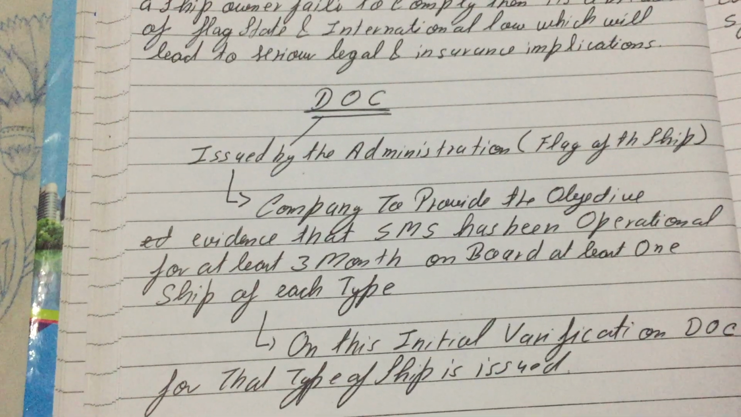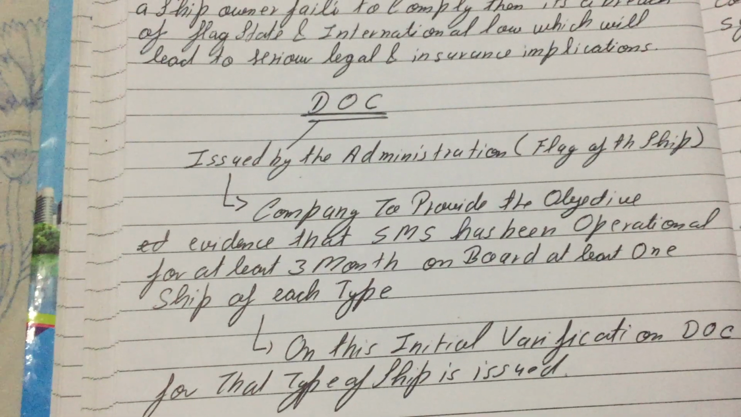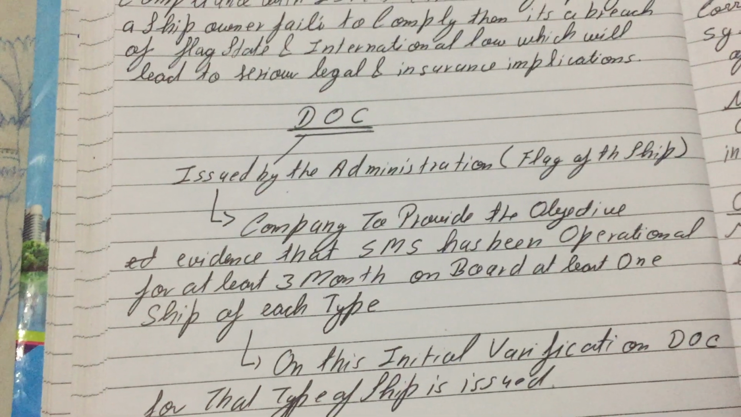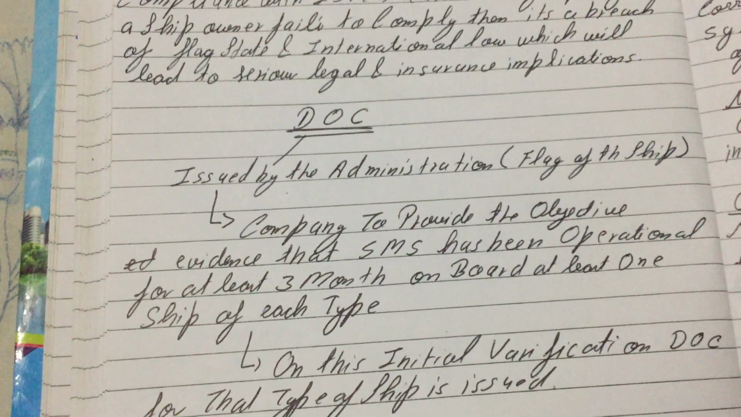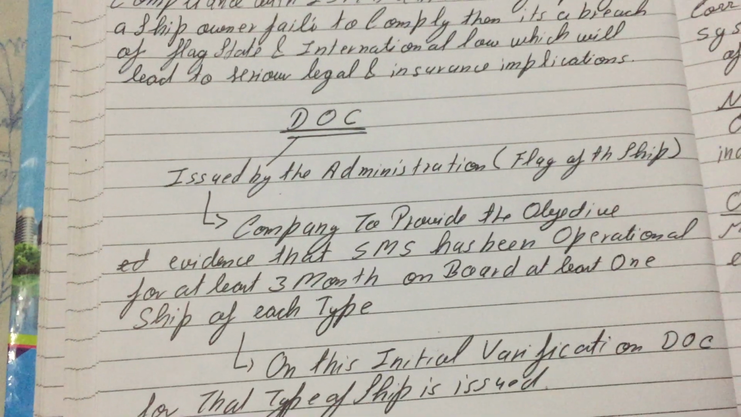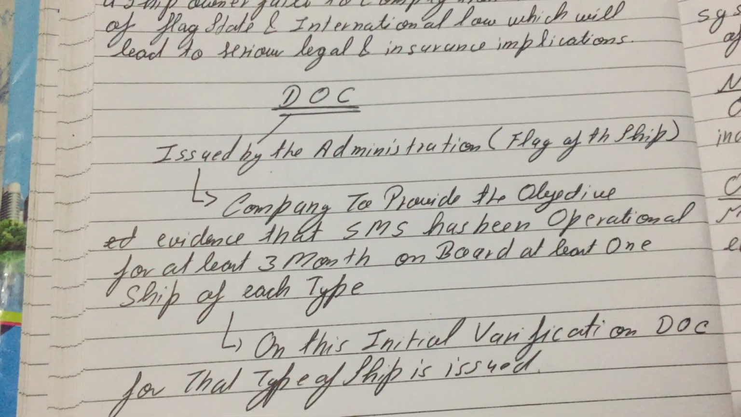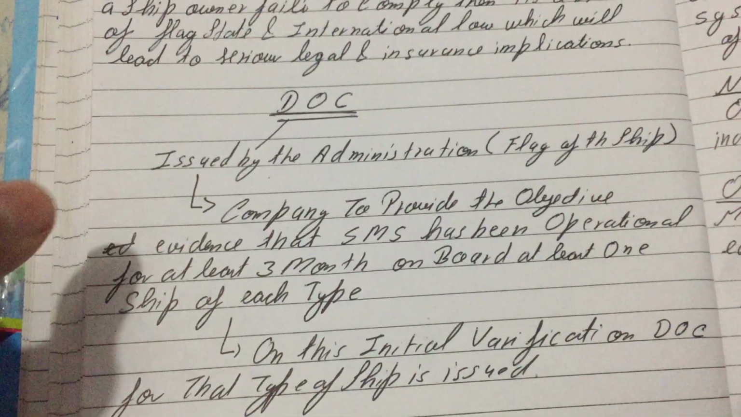Suppose you have a company in which you have oil tankers and bulk carriers. You should have an SMS for the oil tankers separately, and an SMS for the bulk carriers separately. So you will be given two DOCs, one for the oil tanker and one for the bulk carrier. On the initial verification, the DOC is issued for the type of ship. That is very important: the type of the ship.